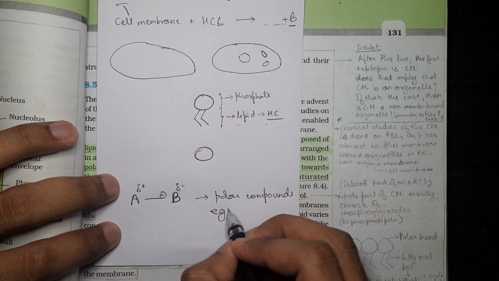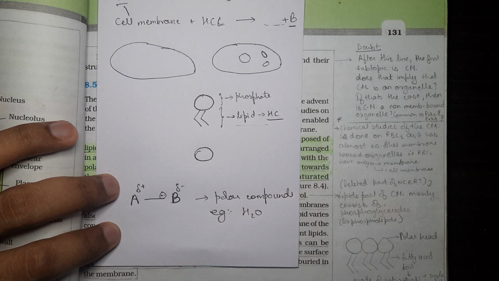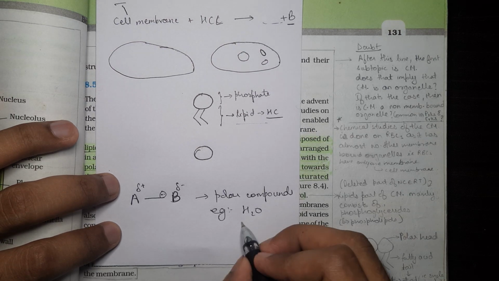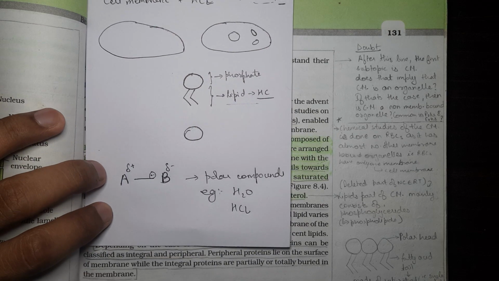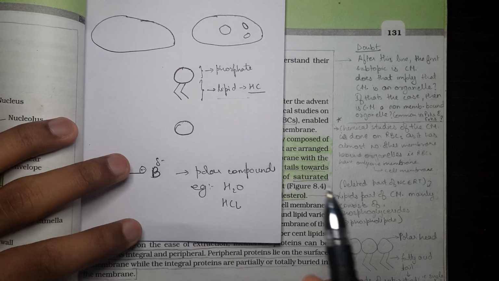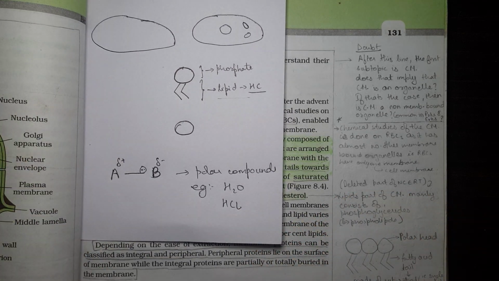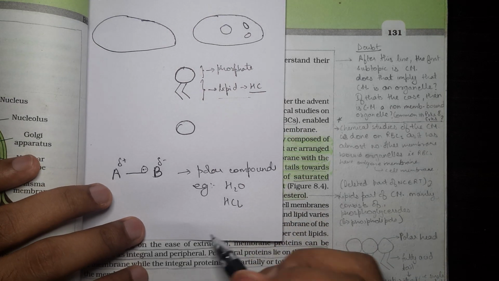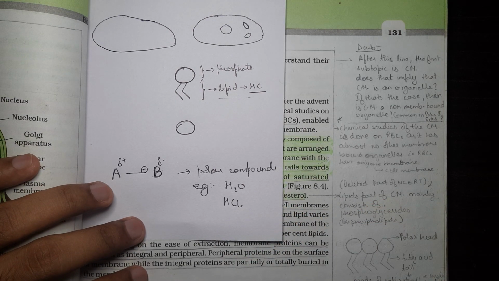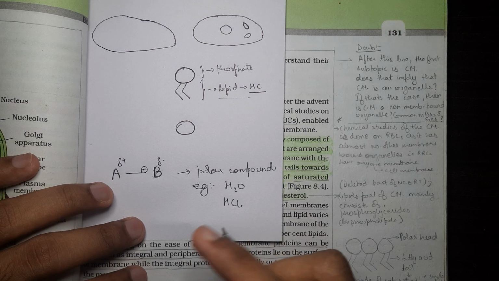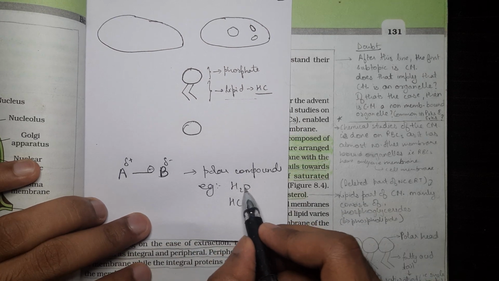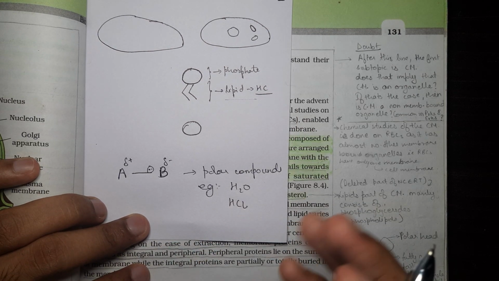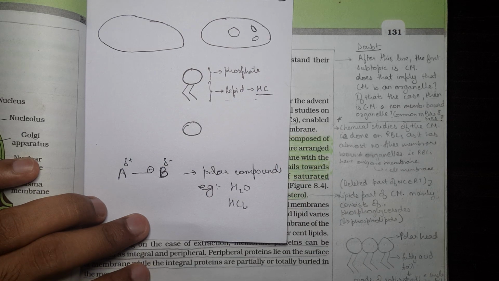Examples of polar compounds are essentially water. Water is a very good example of polar compounds. Or you can take HCl. HCl is also an example of a polar compound. So all you have to notice, to understand whether a compound is polar or non-polar, is which is more electronegative. That you will understand as you learn chemistry more and more. But for now, I'll just explain: oxygen is more electronegative than hydrogen. Hence, oxygen gains the delta negative charge, whereas the positive part is hydrogen.